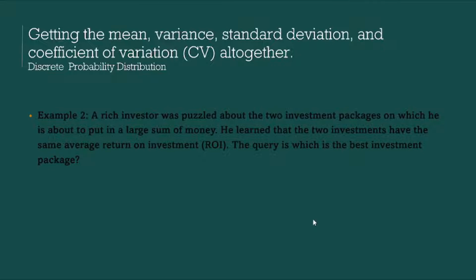Okay, so here's an example. Example 2. A rich investor was puzzled about two investment packages on which he is about to put in a large sum of money. He learned that two investments have the same average return on investment, or ROI. The query is which is the best investment package. Now we're going to solve the mean, variance, standard deviation, and the coefficient of variation all together this time.